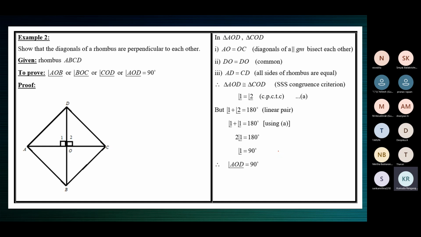You need to take up any two adjacent triangles, show that they are congruent, get the result by CPCTC, then use linear pair. Done, children?